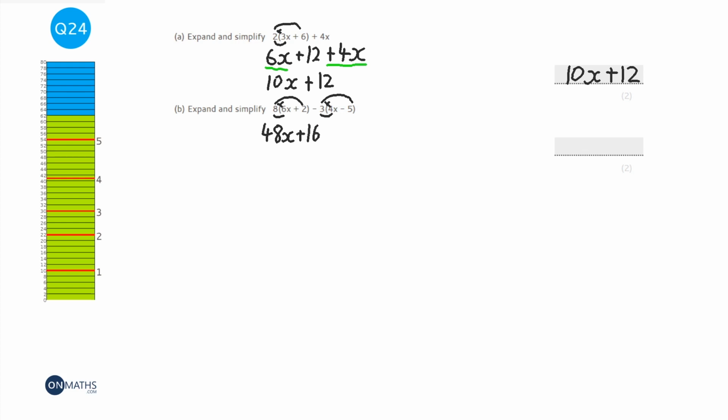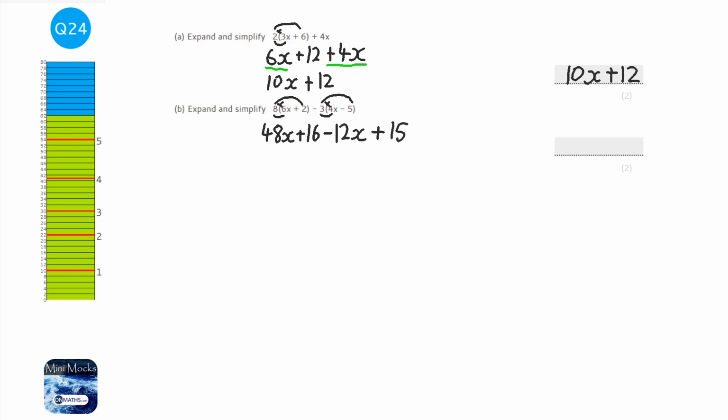However, the next one's slightly different. The number outside the brackets is not a 3, it's a minus 3. So when we do minus 3 times positive 4x, we're going to get a negative because a minus times a positive is a negative. Then we do 3 times 4, which is 12, and then we've got the x as well. Now the rainbow is minus 3 times minus 5. 2 minuses times together is a plus. 3 times 5 is 15.